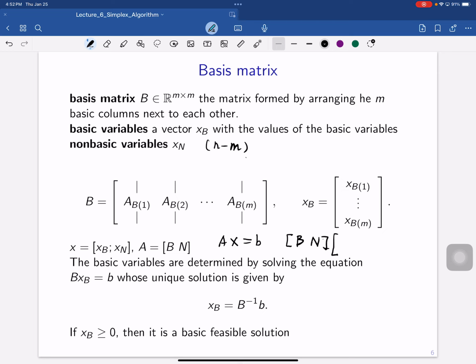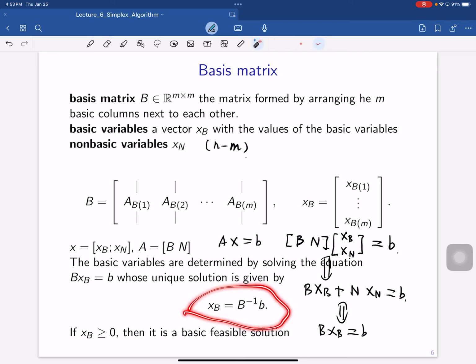And then let's just write the variables here. Those are the basic ones. Those are the non-basic ones. It has to be equal to b, right? And let's just write it out. Then this equation is equivalent to B times xB plus N times xN equals b. Since the non-basic variables have been set to 0, this is equivalent to B xB equals b. And in order to get xB, you just take the inverse of the matrix B.